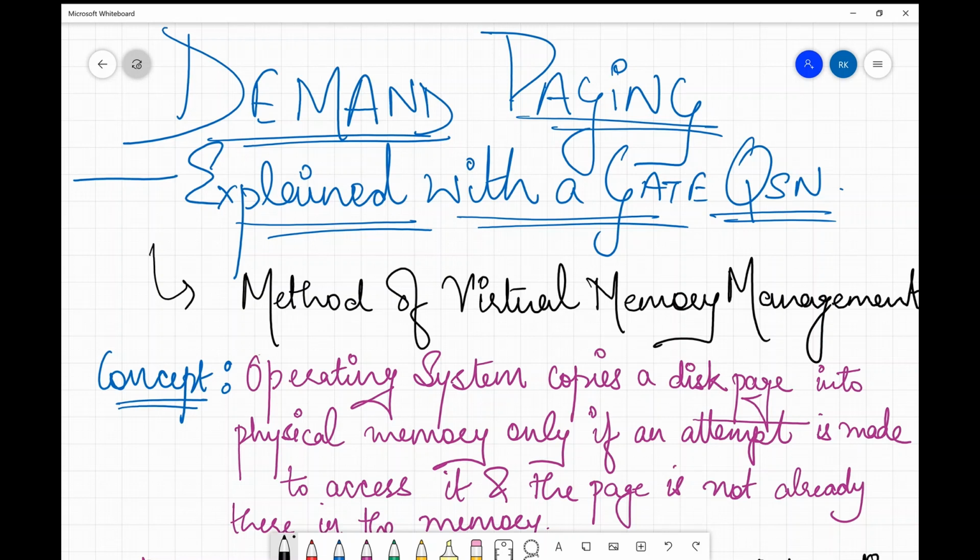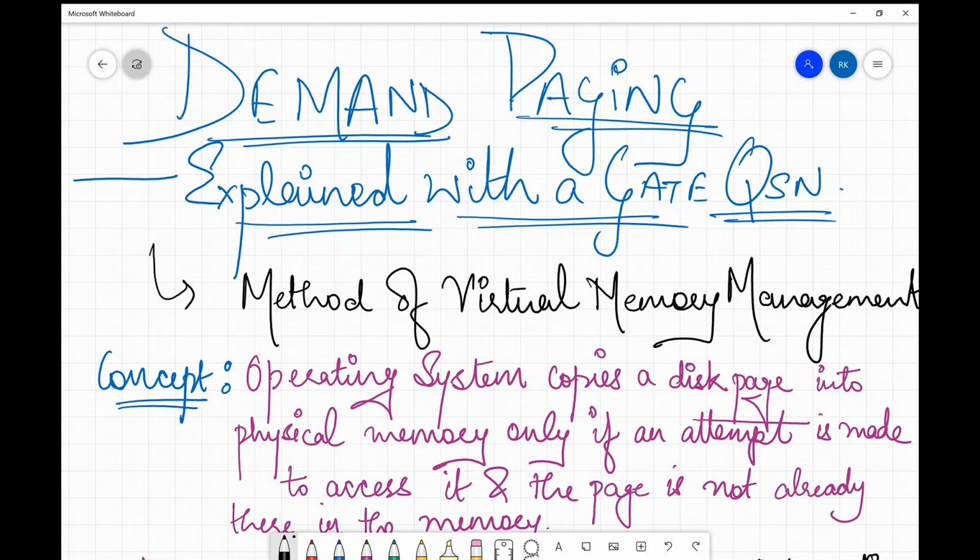And in today's session, we are going to discuss a concept which was pointed out by one of my viewers. He wanted me to discuss demand paging and also a GATE previous year question with that. So here I am. I'm just going to discuss the concept briefly and then we are going to attempt a previous year question and see how we solve that.